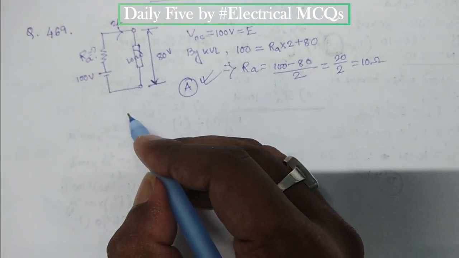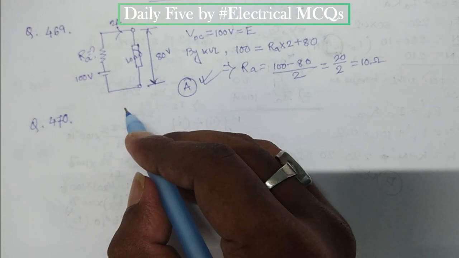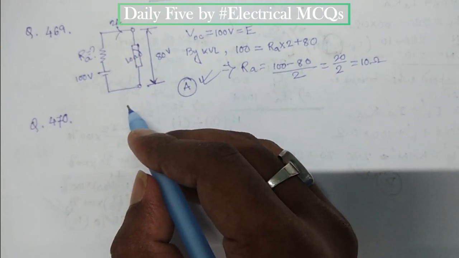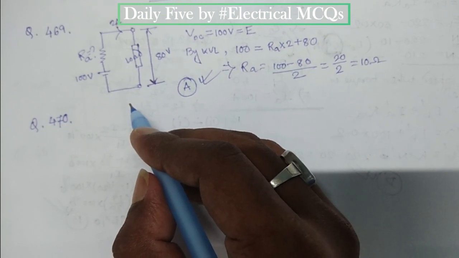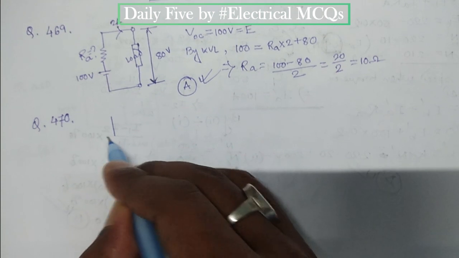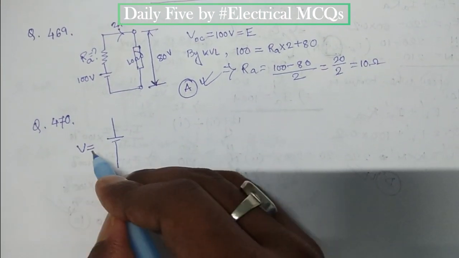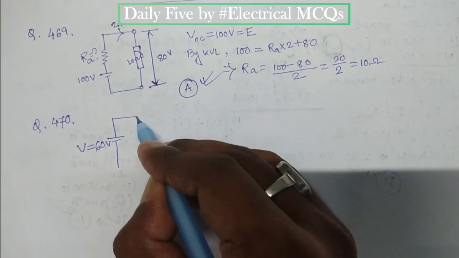The next question is 470. It says the open circuit voltage at the terminal of load RL is 60 volt. Under the condition of maximum power transfer, what will be the load voltage? Here also the situation is similar. If we take this as the voltage source, as the open circuit voltage is 60 volt, we can say the source voltage is equal to 60 volts.